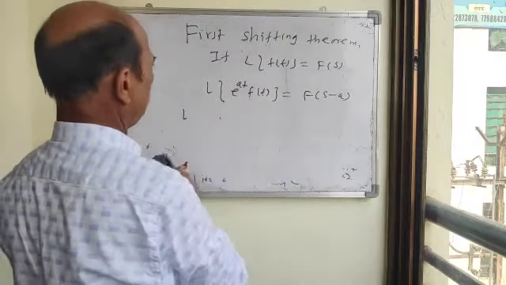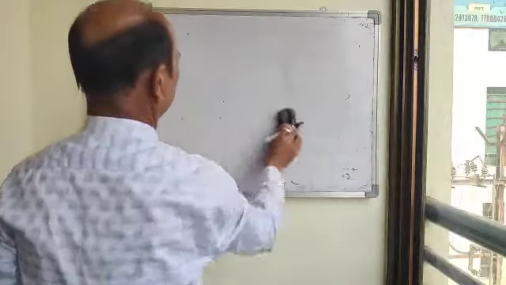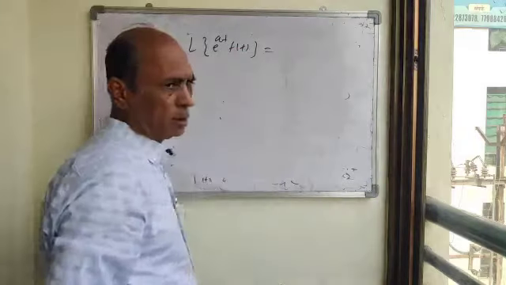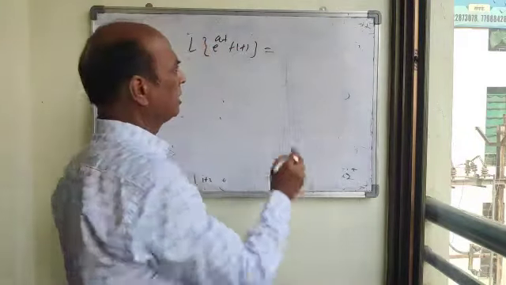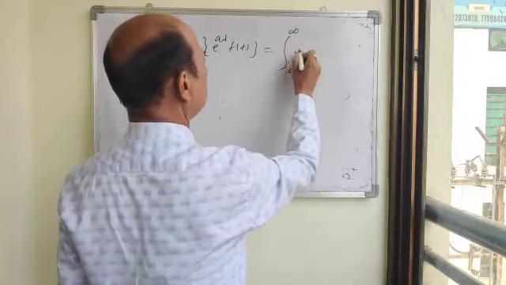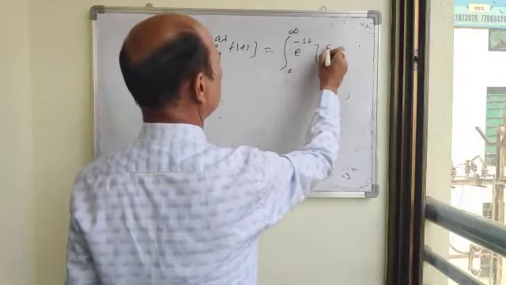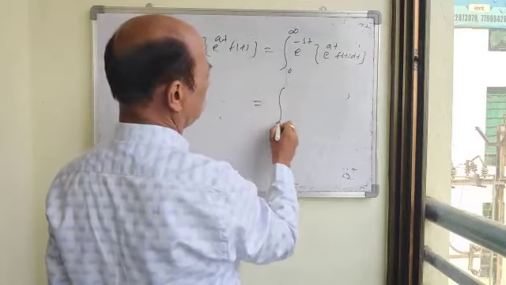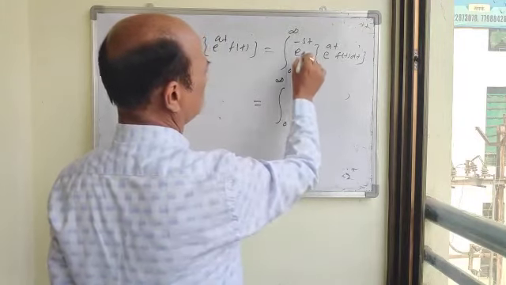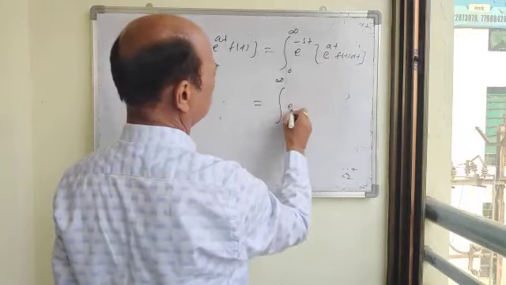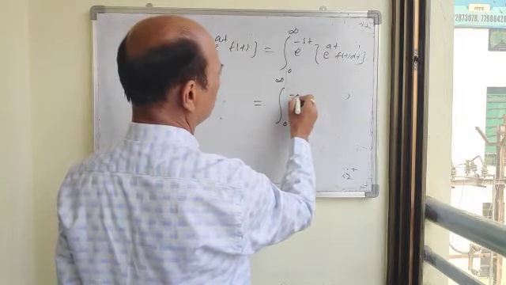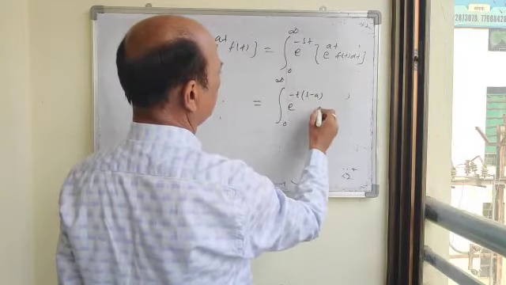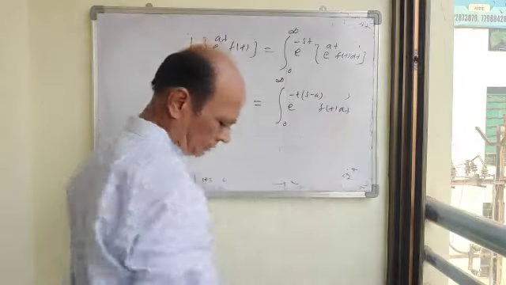So let us prove this. See, L of e to the power at f of t. Now according to our definition of Laplace transform, that is equal to integration from 0 to infinity e to the power minus st into e to the power at f of t dt. So that is equal to integration from 0 to infinity e to the power minus t times (s minus a) f of t dt, taking minus t common in the bracket.